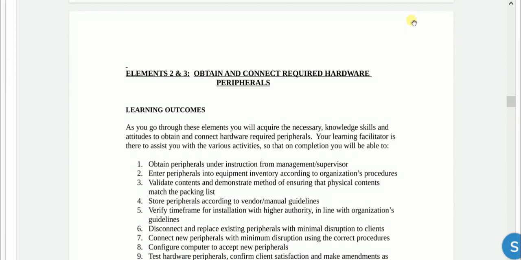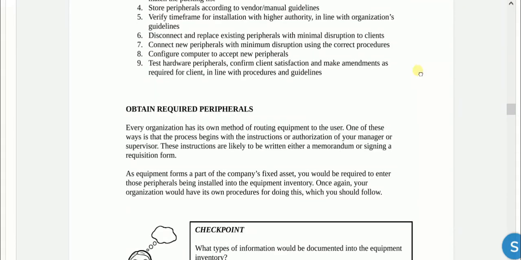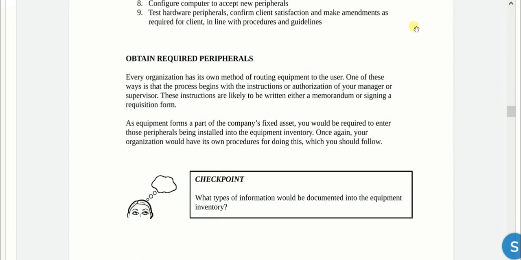All right. Next, we look at obtain and connect required hardware peripherals. So this is basically the various ways in which you can connect. When you obtain your hardware, your peripheral, you are making the necessary connection to the system unit to ensure that it works properly. That is what they're talking about.